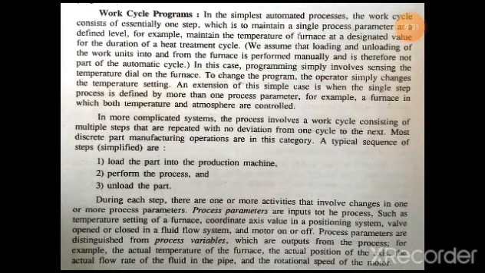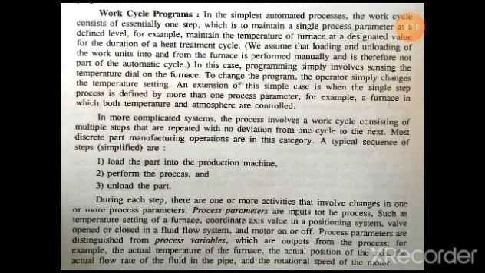Now, what is the meaning of work cycle programs? In the simplest automated processes, the work cycle consists of essentially one step, which is to maintain a single process parameter at a defined level. For example, maintain the temperature of a furnace at a designated value for the duration of a heat treatment cycle. One heat treatment furnace is there, and in that we want to maintain the temperature. In this case, the programming simply involves setting the temperature dial on the furnace. To change the program, the operator simply changes the temperature setting.